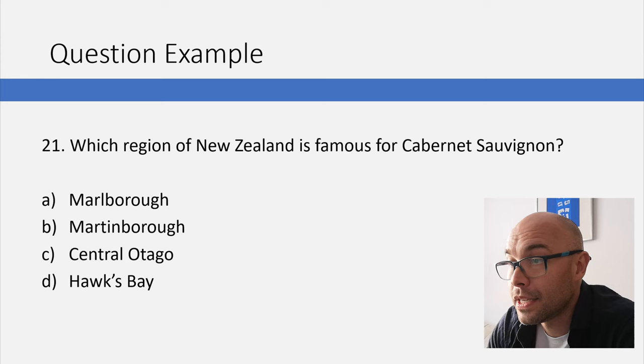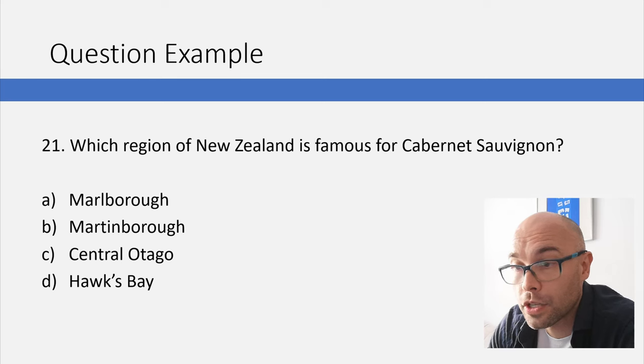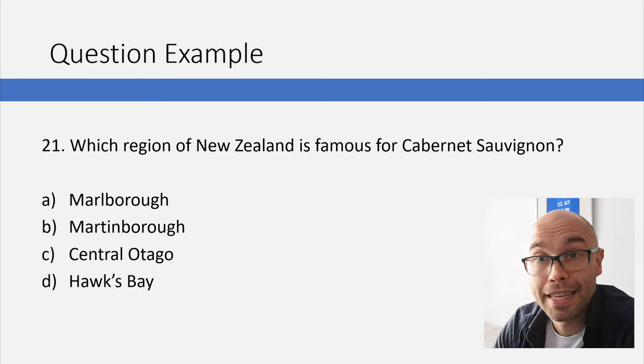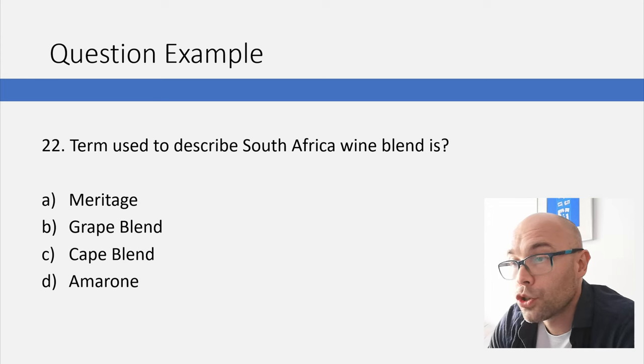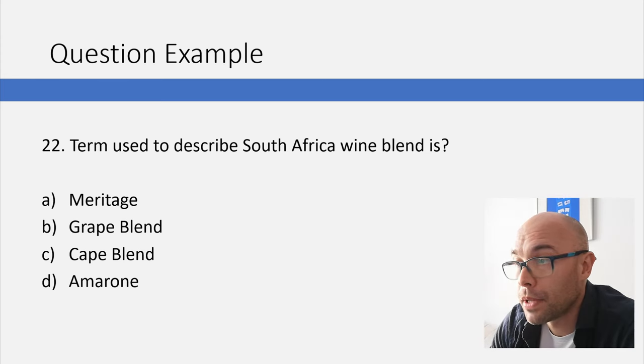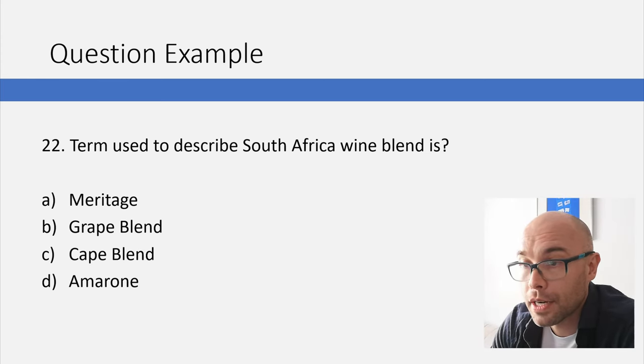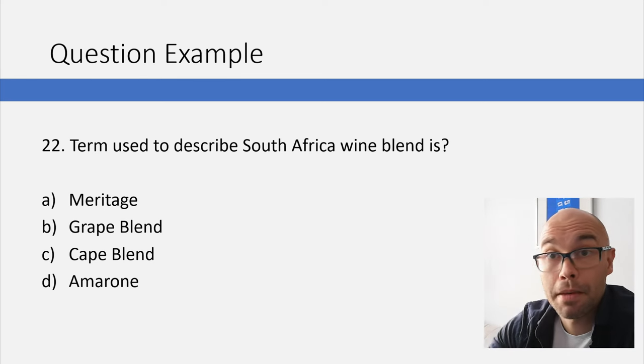Which region of New Zealand is famous for Cabernet Sauvignon? Marlborough, Martinborough, Central Otago, and Hawke's Bay. The correct answer is D, Hawke's Bay. The term used to describe a South African wine blend is: Meritage, Grape Blend, Cape Blend, Amarone. The correct answer is C, Cape Blend.